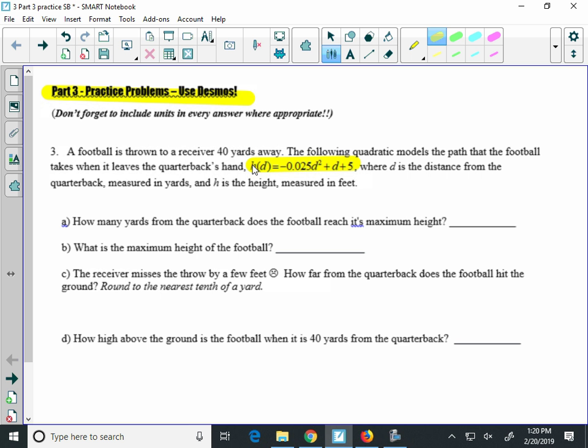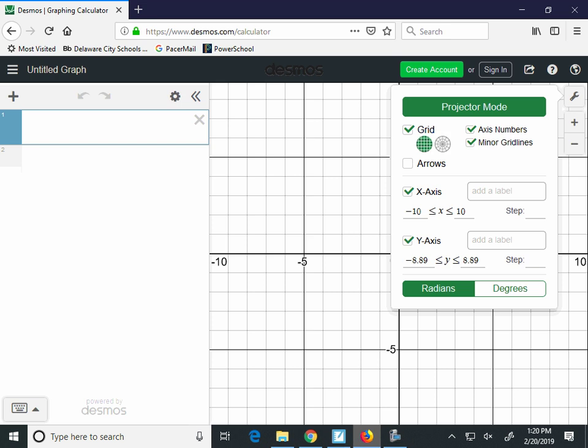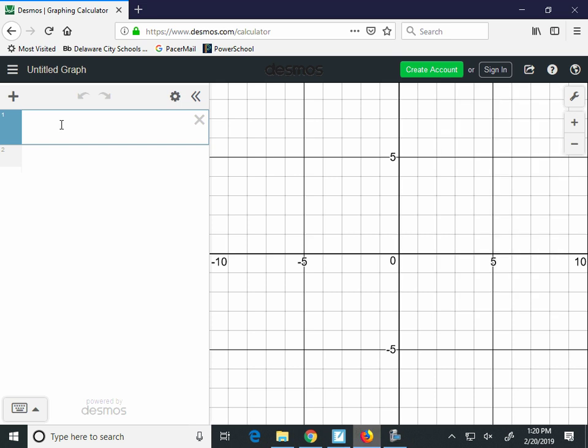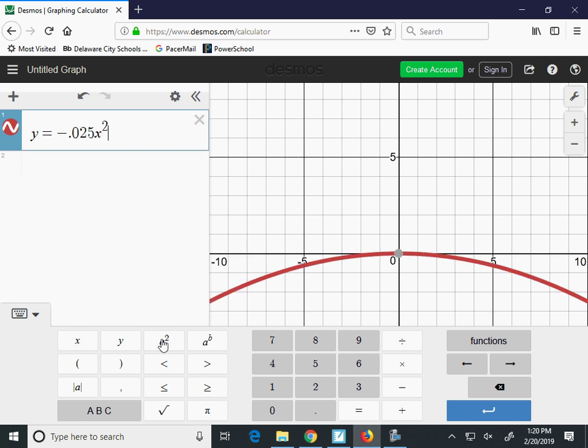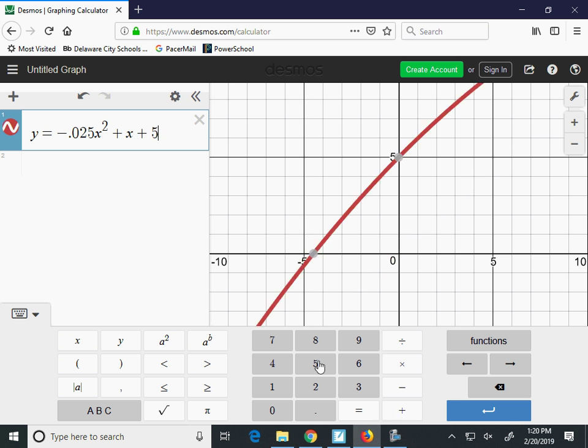The only thing to make sure is that Desmos will not let you use H and D. You have to replace those variables with X and Y. So let's type this function in. We're going to type in Y equals instead of H of D. And we will have Y equals negative 0.025 x squared plus x plus 5.